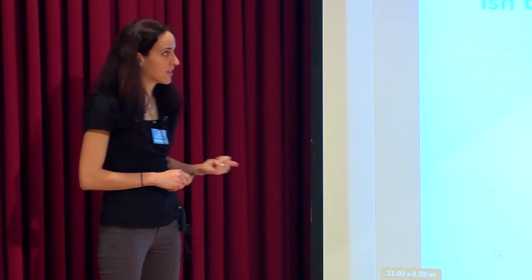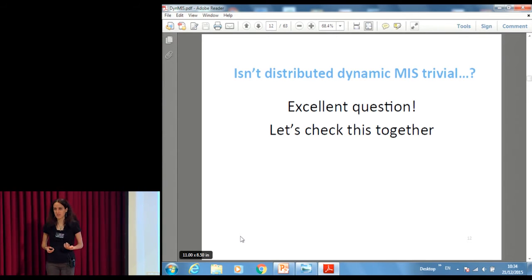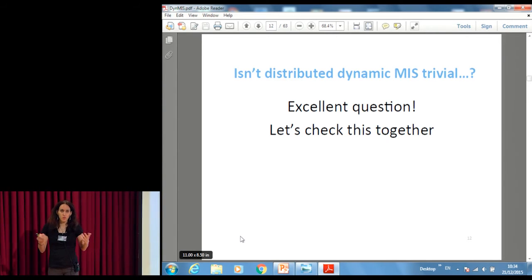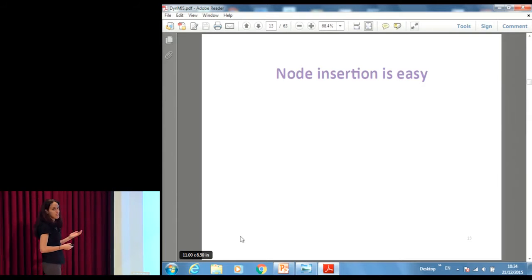Okay, so this looks easy, okay? And when we started working on this, it seemed very easy. This is a local problem, not only in the sense that you can solve it in a logarithmic number of rounds, it really is local: you can check if the MIS is correct in your neighborhood just by looking at what your output is and your neighbors' output is, okay? And there are really a number of easy scenarios here. So if I insert a node, it is very easy.